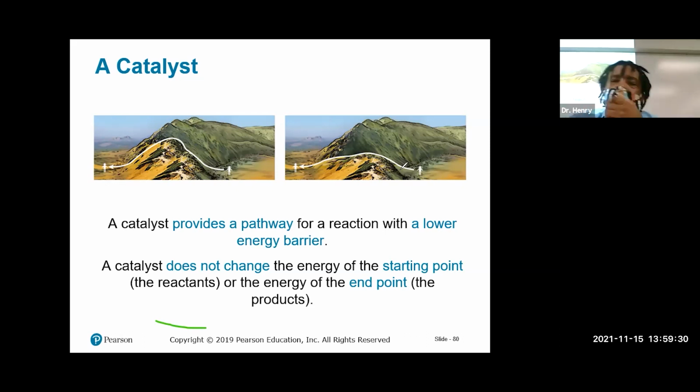So at the end of the day, you're still going to the same point, right? That's what we were saying. We start here, and we end here. It's just that middle part of how we get there that's going to be different. The energy where we're starting and where we're ending is going to be the same. It's just that transitional state.